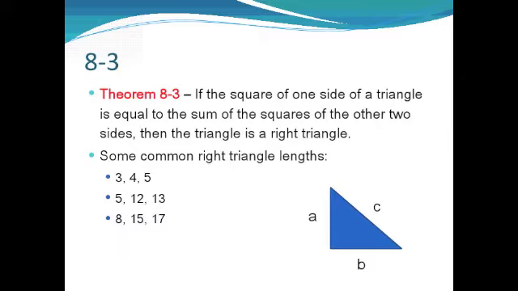If the square of one side of a triangle is equal to the sum of the squares of the other two sides, then the triangle is a right triangle.